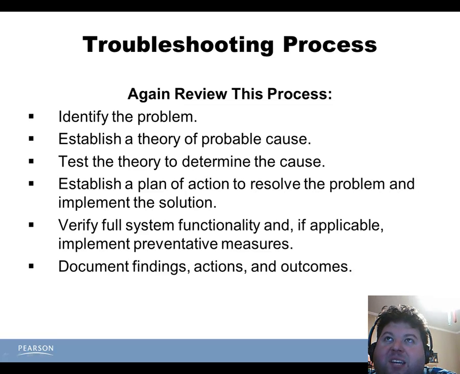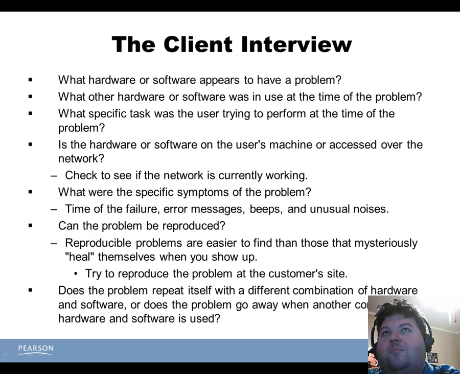Just as a reminder, because you are going to see this on the A+ test, the troubleshooting process is: identify the problem, establish a theory of probable cause, test the theory, establish a plan of action to resolve the problem, verify system functionality, and if applicable, implement preventative measures, and then finally document your findings, actions, and outcome.